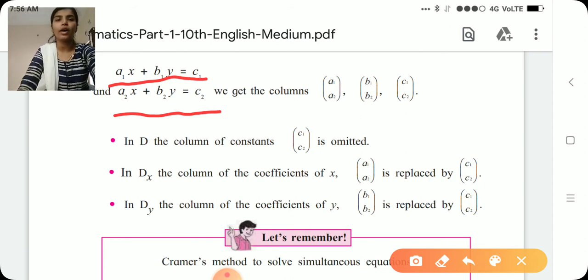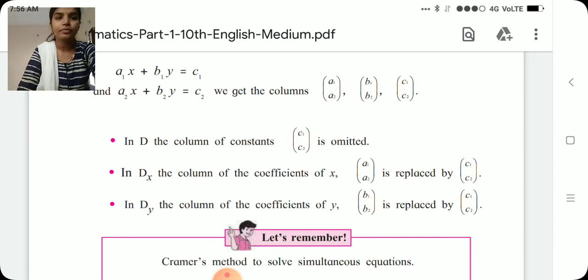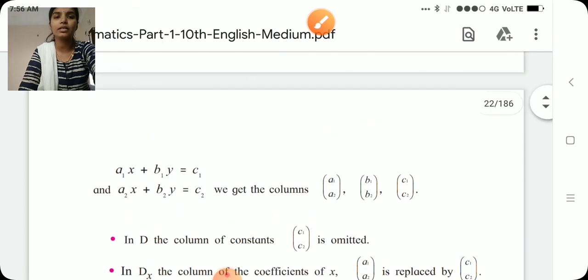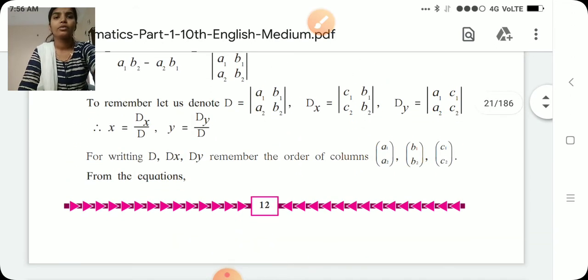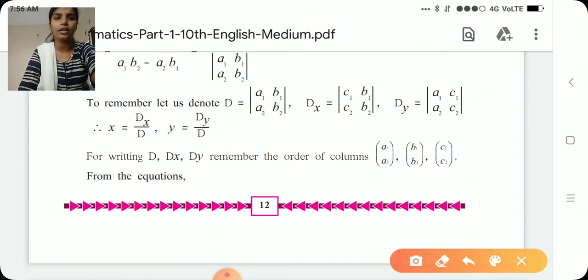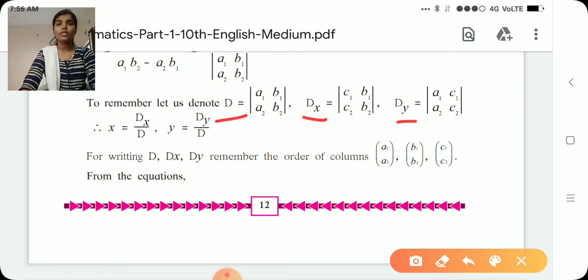Then we want to find some determinants to solve our equation. Here you see that you want to find the first three determinants, which are D, Dx and Dy. When you are finding D, you write down only the coefficients of x and y. In those equations, the coefficients of x and y are only a1, a2, b1, b2.